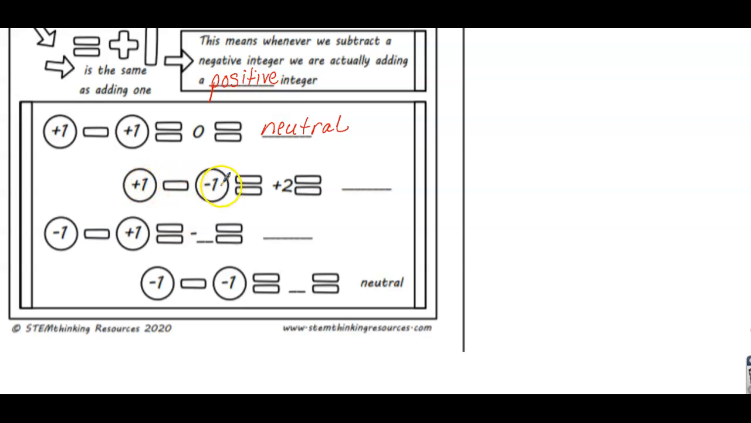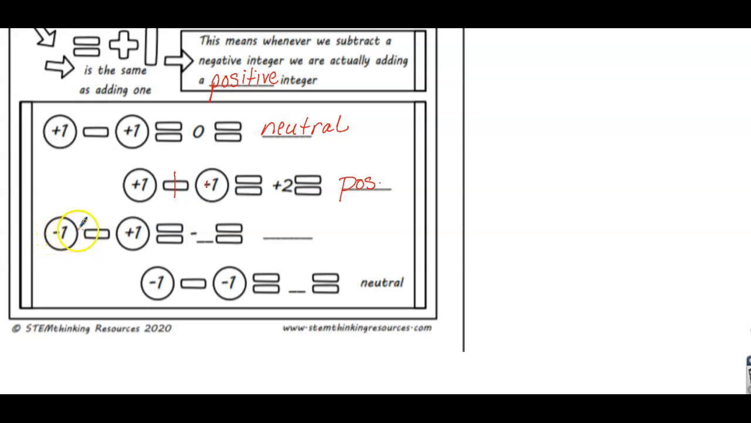Positive 1 minus a negative 1. You might think the answer is 2, which seems weird, doesn't it? But if you use the keep, change, switch method, you realize it becomes 1 plus 1, which is positive 2, which is positive.